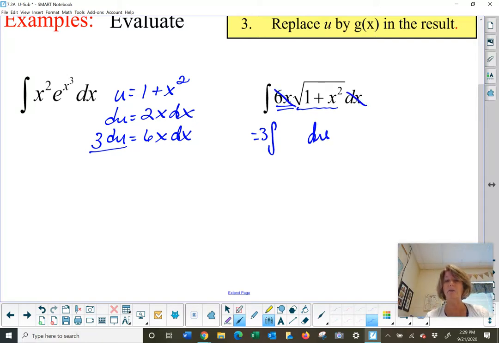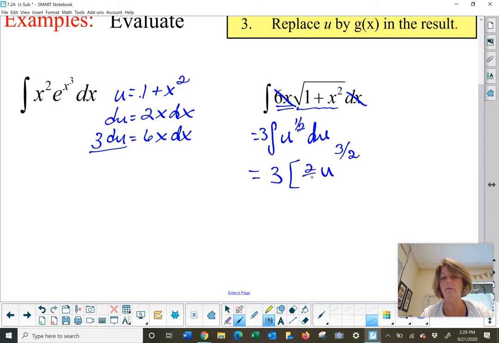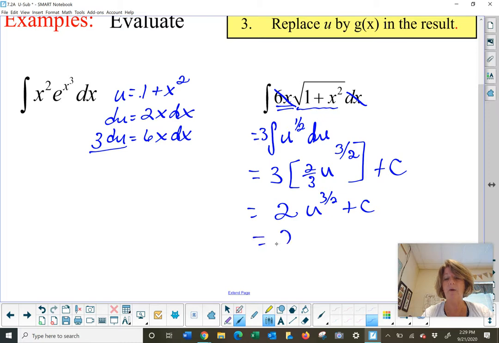Now what I have remaining is the square root of 1 plus x squared, but 1 plus x squared is my u, and I'm going to make this raised to the 1/2 instead of looking at it as a radical. Easier if I'm using power rule to have the fractional exponent. So u to the, add 1, I'd be at 3/2 multiplied by 2/3. Don't forget the c. And we are talking 2u to the 3/2 plus c. Substitute out our u with 1 plus x squared. Add our c. And we are done.